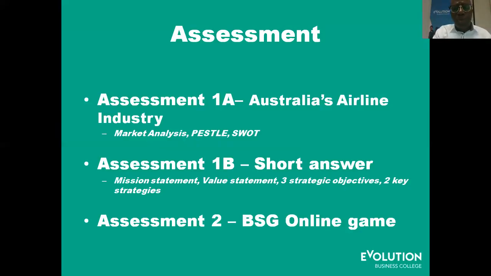Assessment 1B is a short answer section. We'll be talking about what the mission statement and the value statement are, and it will ask you to pick 2 to 3 strategic objectives from the chosen case study, and what 2 key strategies you are going to use in order to achieve those objectives.